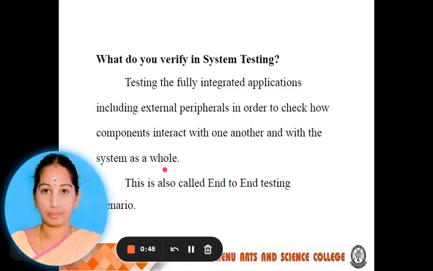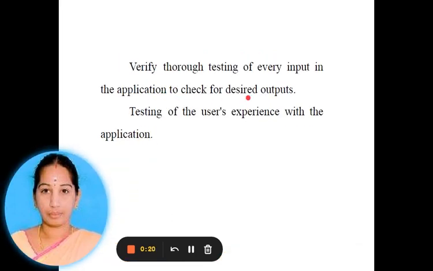And then next one is, what do we verify in system testing? What are the things we are going to verify? It covers a fully integrated system and the external peripherals of the system, and it is also called an end-to-end testing scenario. So system testing is also called end-to-end testing scenarios, and it verifies the product input: whatever inputs we give, it does certain calculations and provides the desired outputs of the system.